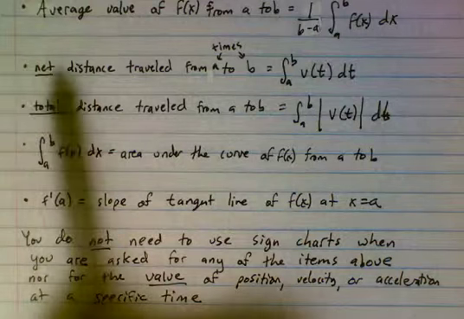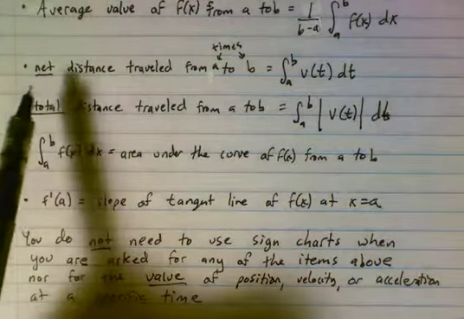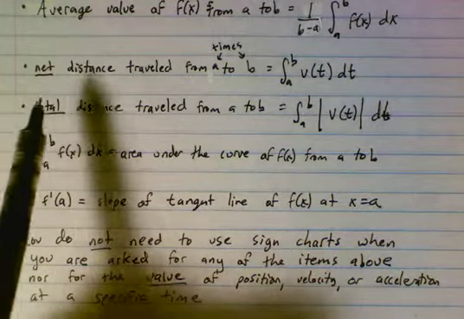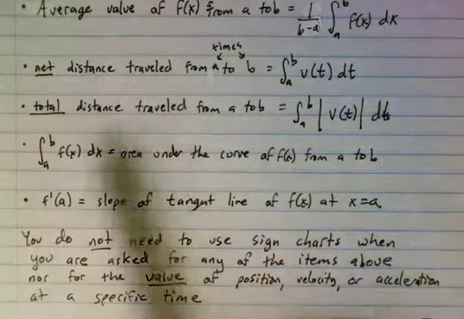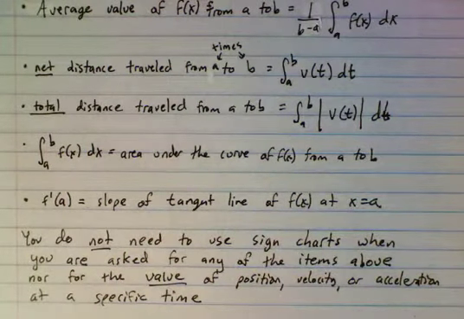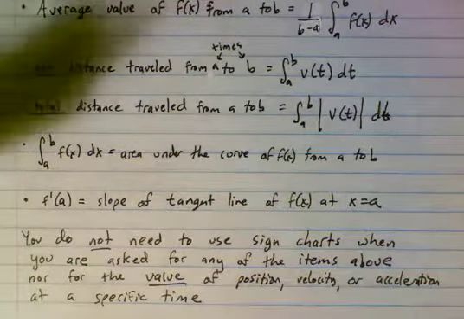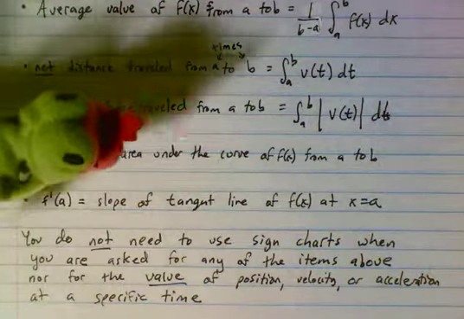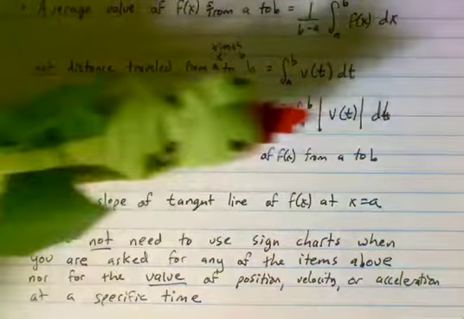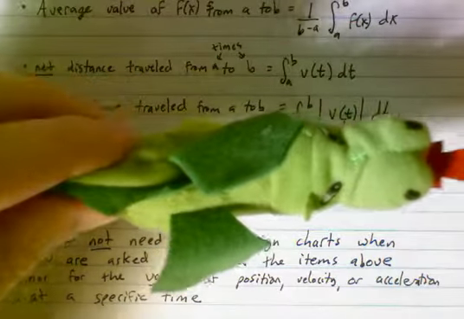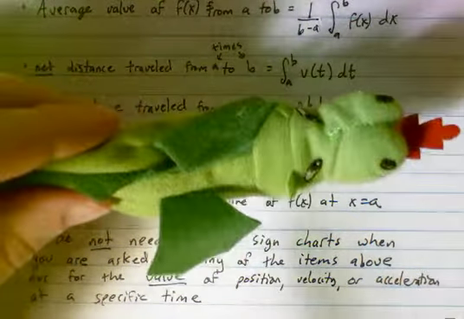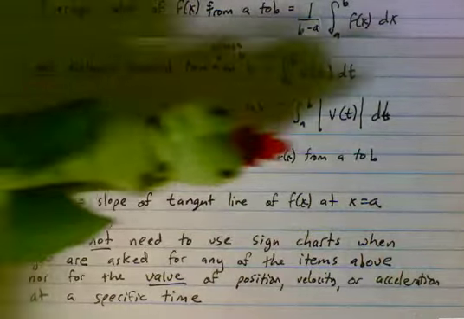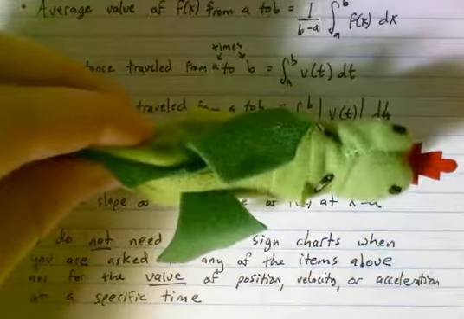In these problems, you're going to be asked sometimes for the net distance traveled from A to B. That just means that if Moving Man, for example, or let's say the Little Dragon, starts right here and then goes over there and then comes back over here and then goes over there again, then the net distance traveled is from where it started, way back over here, right to where it ended.